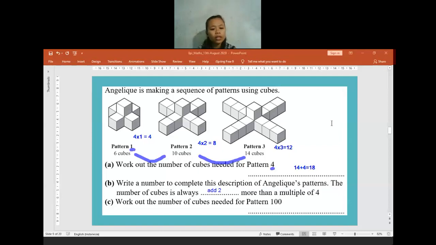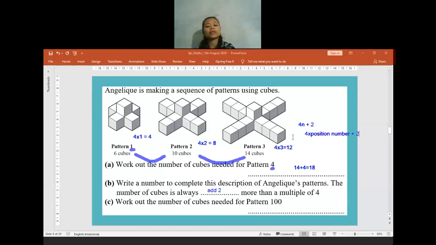We already know that the term to term rule is 4. So it means the position number, or if you want to use the n, also okay. If I use the letter n for the nth term, it will be 4n plus 2, not plus 1. Why 2? Because when we check the multiple of 4 and also the number of cubes, the difference is 2. That's why it will be 4n plus 2 for the nth term. But if you want to keep it as a position number, it will be 4 times position number plus 2.